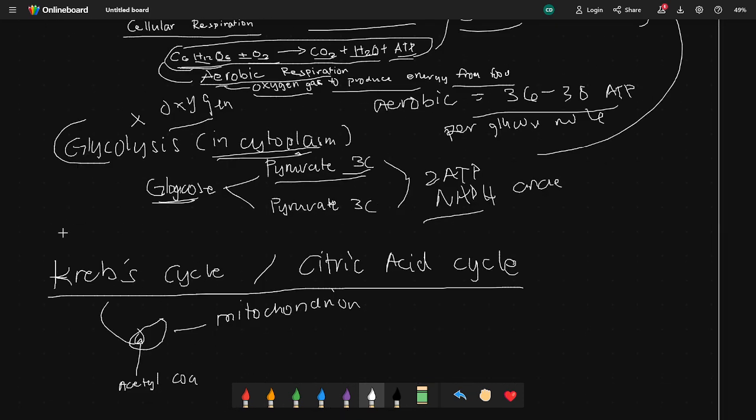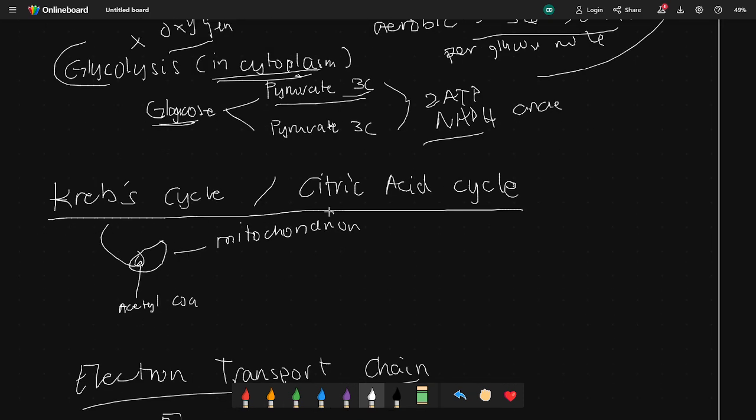Onto the next step, the Krebs cycle. If oxygen is available, the pyruvate moves into the mitochondrion. I'll just make it a square to make things easier. It moves into the mitochondrion and is converted into a molecule called acetyl CoA. Then it enters the Krebs cycle, the circle inside the mitochondrion.